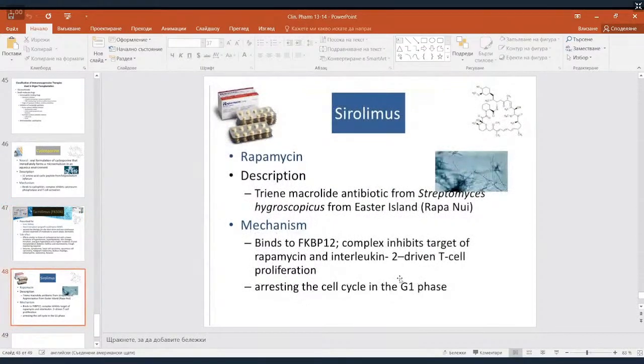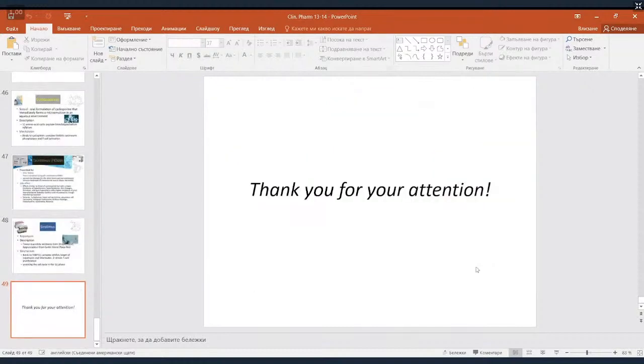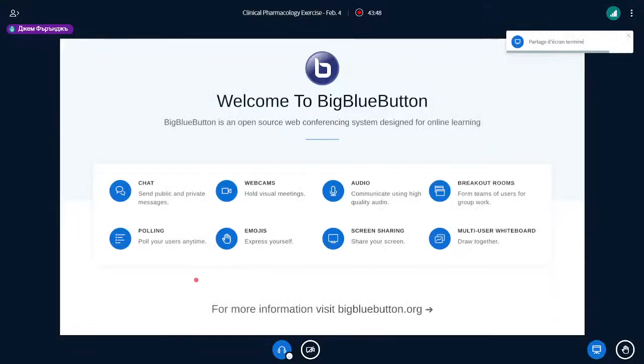Sirolimus and everolimus, we said, are rapamycin inhibitors, and they bind to a different protein than cyclosporin, but the effect is the same: less T cell proliferation, less T cell activation, so less immune reaction. So thank you for your attention.